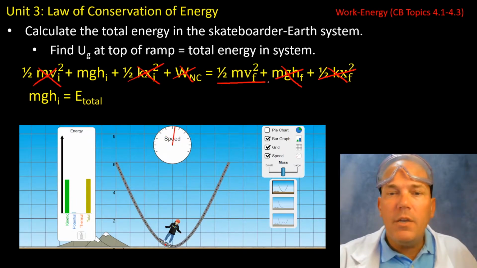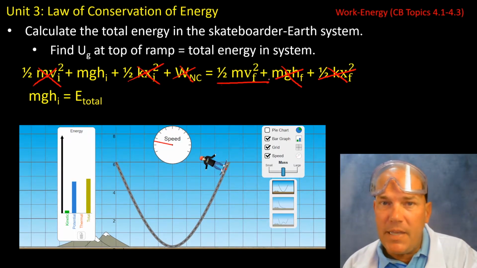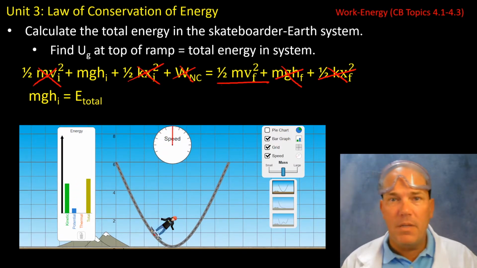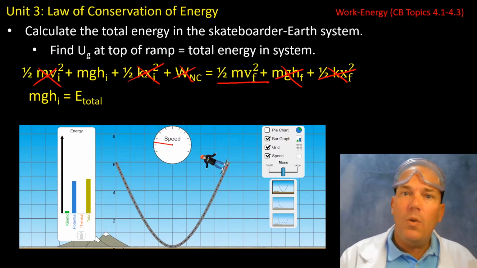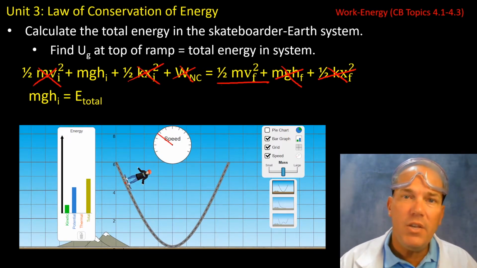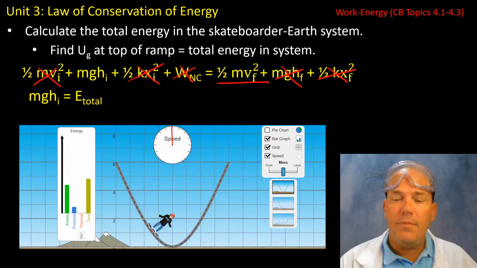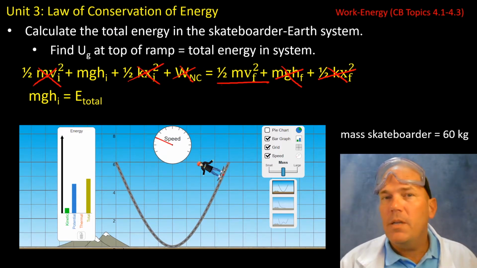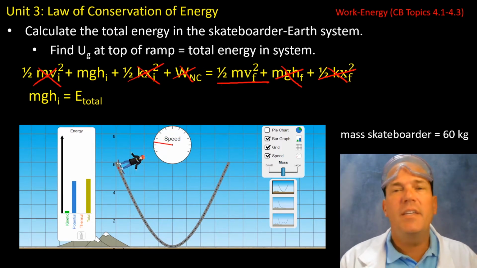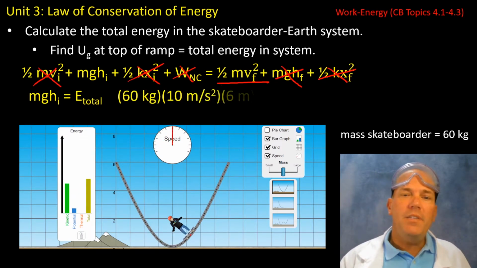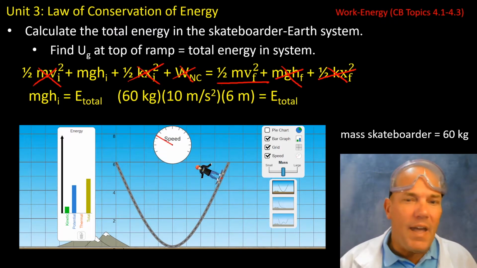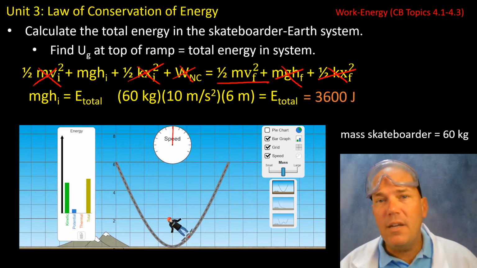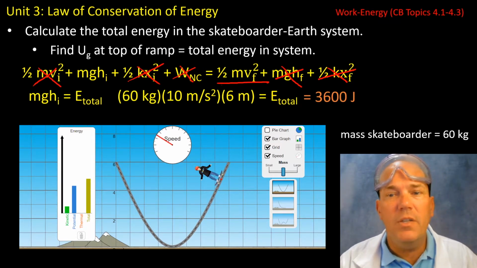Now, if you're looking over here and wondering, what about that? Remember, I said that we could also find the kinetic energy at the bottom of the ramp, and that too would also be the total energy. Take a look at these bar graphs once again to see that. So the mass of this skateboarder, including the skateboard, is 60 kilograms. So given that information, we can simply plug in these values and calculate our energy total. And again, that's the total mechanical energy is 3,600 joules.